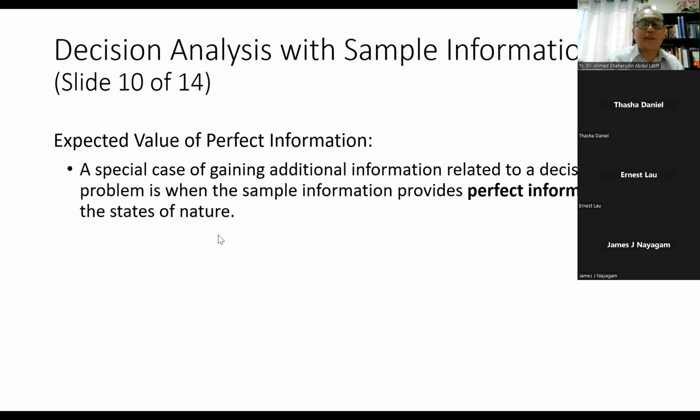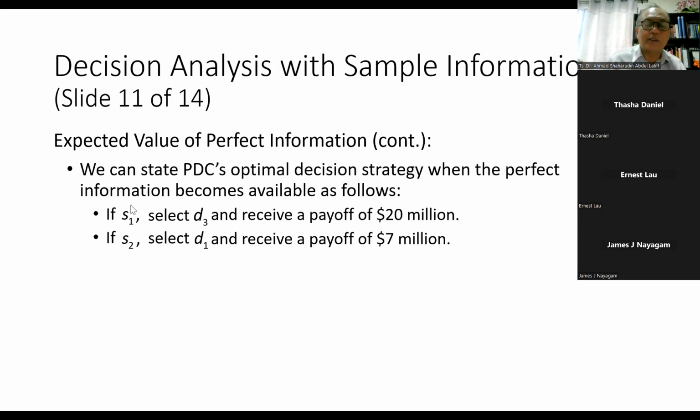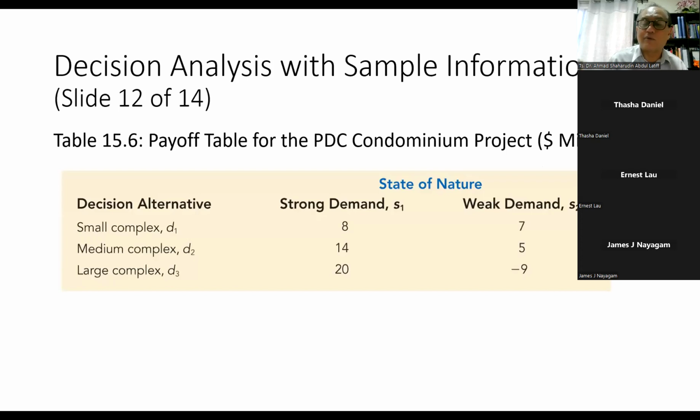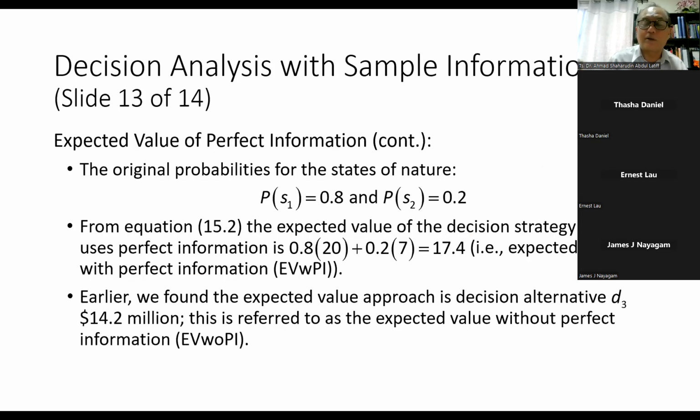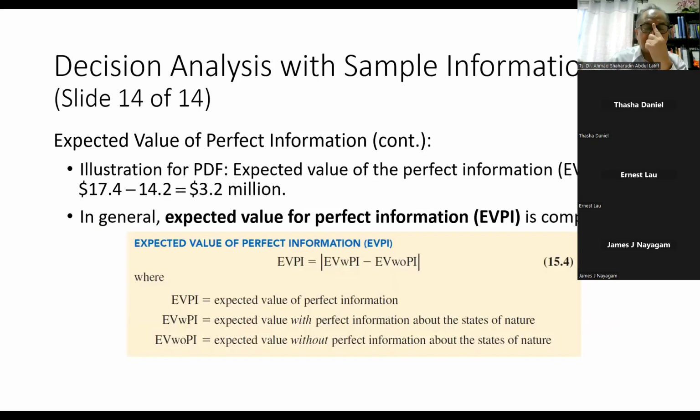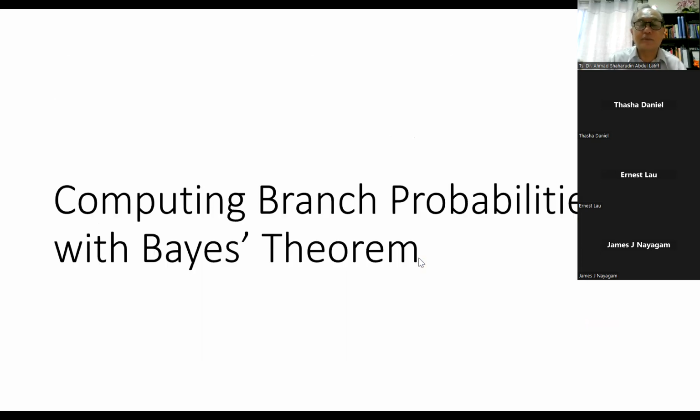And then, what is the expected value of perfect information? We have perfect information about the states of nature, whether S1 or S2. State of nature S1 is when there is a good, strong demand. S2 is where there is weak demand. So what is the payoff? 20 million and 7 million. This is when you have perfect information available. Same formula. This is the calculation method.